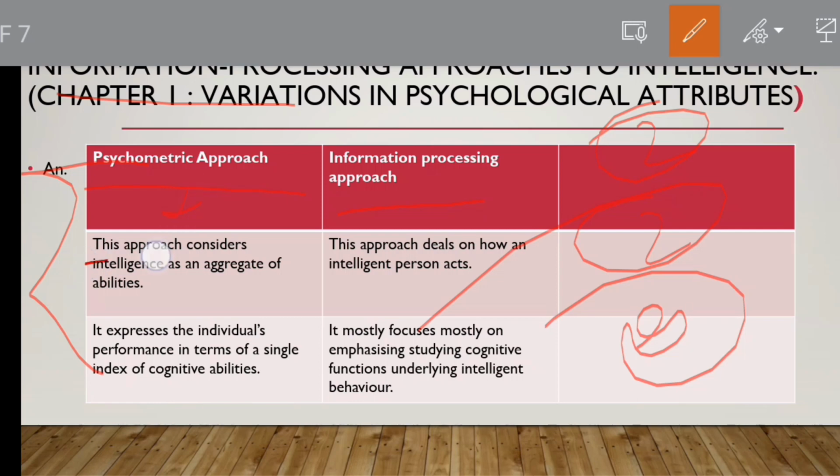Psychometric approach: this approach considers intelligence as an aggregate of abilities. So what does psychometric approach mean? Intelligence as an aggregate of abilities.